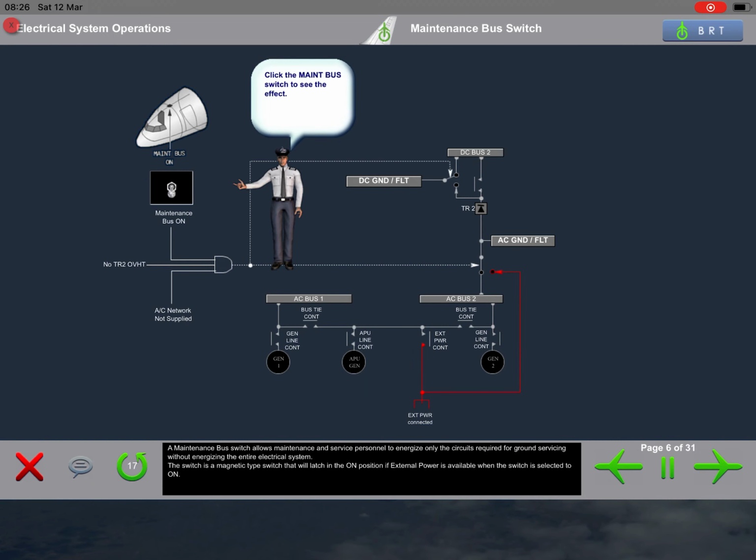A maintenance bus switch allows maintenance and service personnel to energize only the circuits required for ground servicing without energizing the entire electrical system. The switch is a magnetic type switch that will latch in the on position if external power is available when the switch is selected to on.